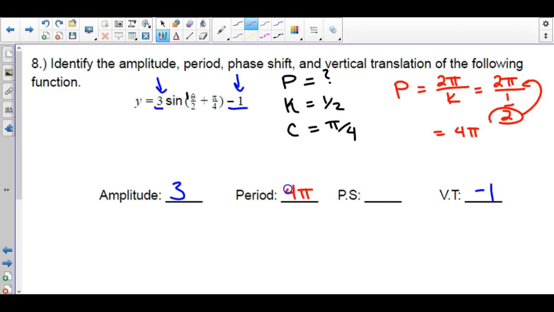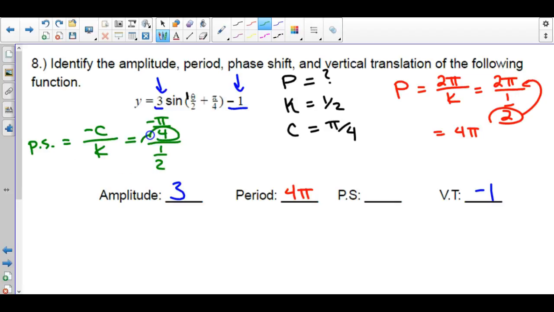Okay, so now the last part is to get this phase shift. I'm going to do that over to the left. There's a formula for that as well. My phase shift of a function is equal to opposite c over k. So my c value is pi over 4, so I'm going to say negative pi over 4 over my k value, which was 1/2. So I'm going to do a little fraction magic here.